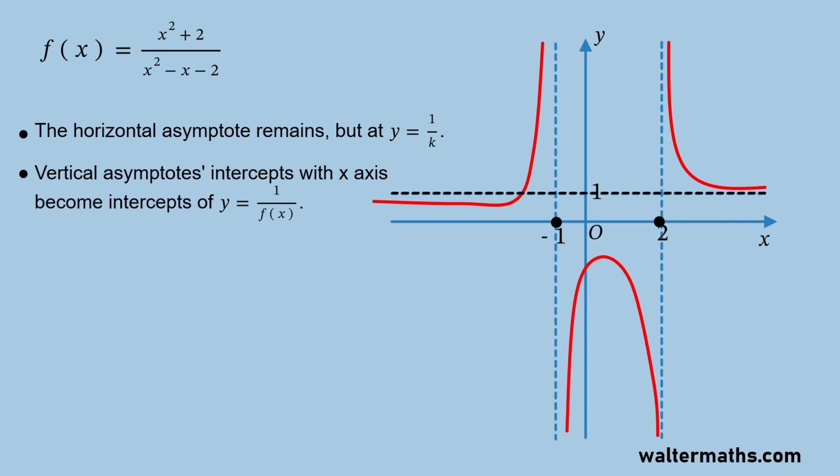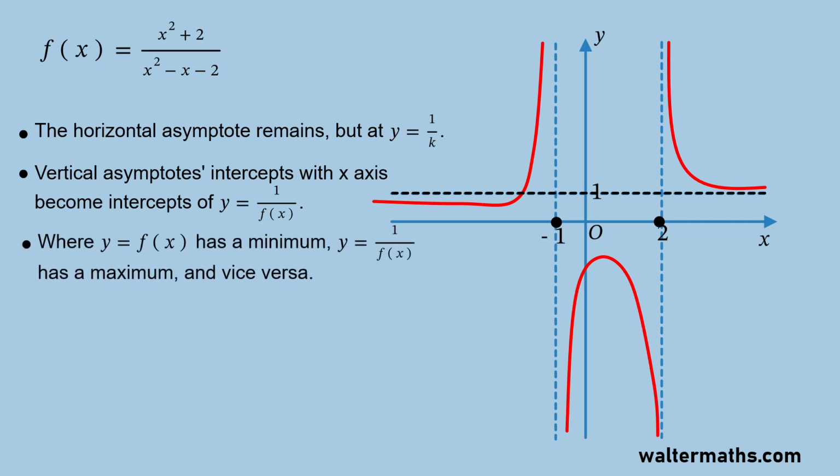Also considering the stationary points, we know that where the graph of y equals f of x has a minimum, it will become a maximum for the reciprocal graph. So we can put a maximum point here. And where the original graph was a maximum, the reciprocal graph will have a minimum. So I'll also mark this point here as a turning point.